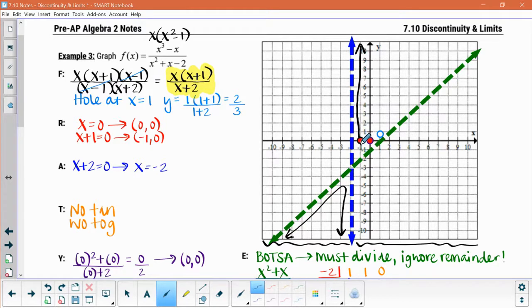Now, I don't have tangency, so yes, it's going to go through, but it's going to have to come back up and go through my other x-intercept, almost pass through my hole, but not go through it, and pick right up on the other side and follow along the slant asymptote.